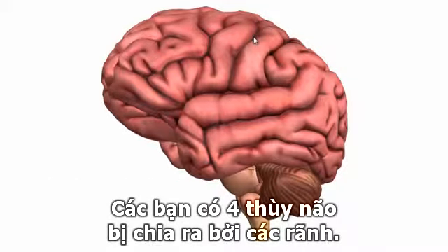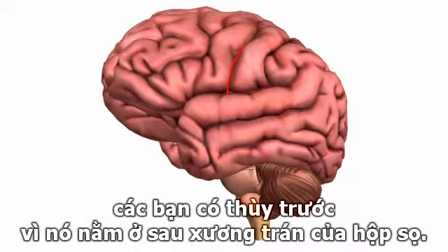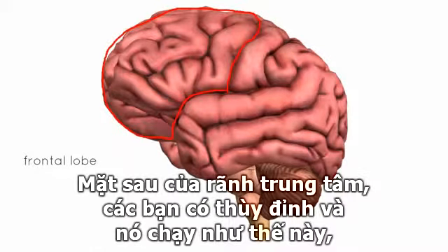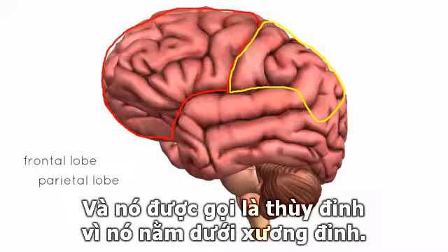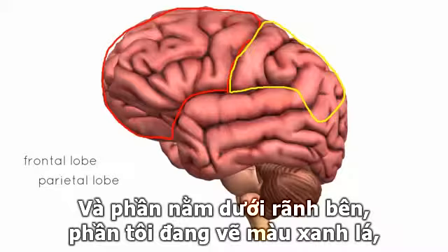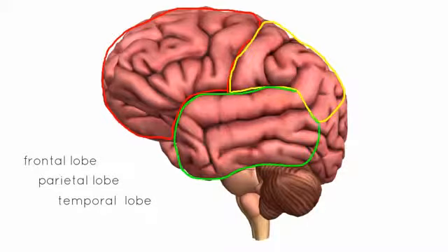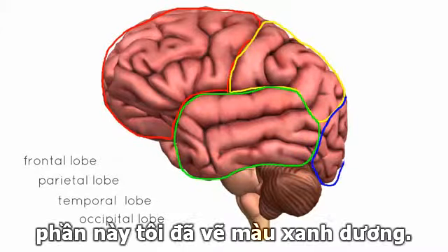So you've got 4 lobes of the brain which are separated by various grooves. Anterior to the central sulcus, which I'm drawing along here, you've got the frontal lobe, because it sits behind the frontal bone of the skull. This is the frontal lobe that I've outlined in red. Posterior to the central sulcus, you've got the parietal lobe, and this runs like this. I'm outlining this in yellow. It's called the parietal lobe because it lies under the parietal bone. Inferior to the lateral sulcus, which I'm drawing on in green, we've got the temporal lobe. I'm just outlining the temporal lobe here, and it runs like that. And right at the back we've got this lobe here called the occipital lobe, which I've just outlined in blue.